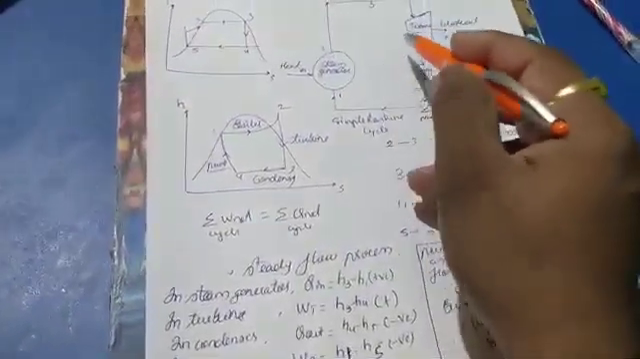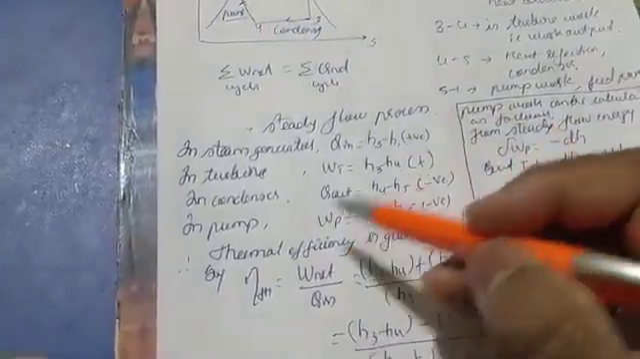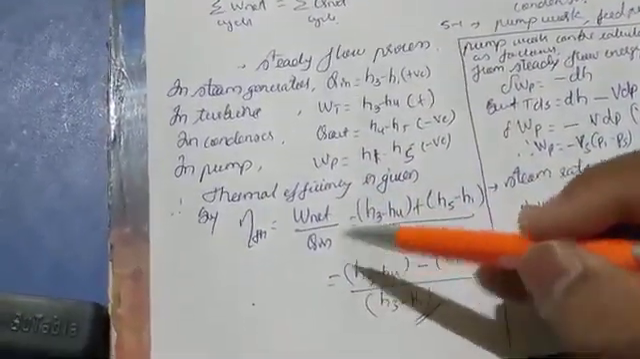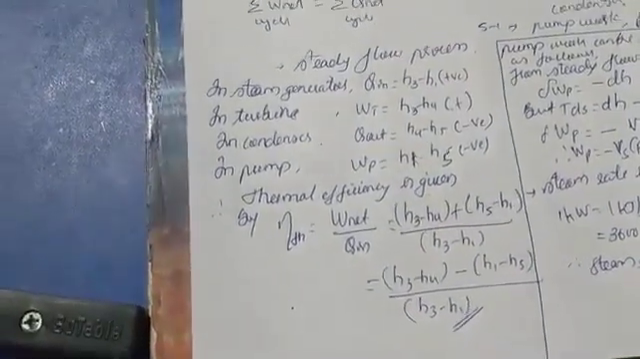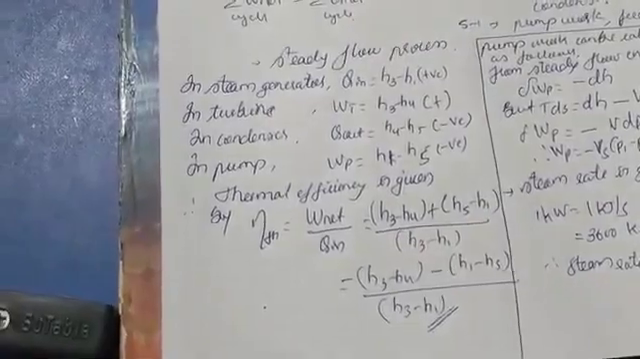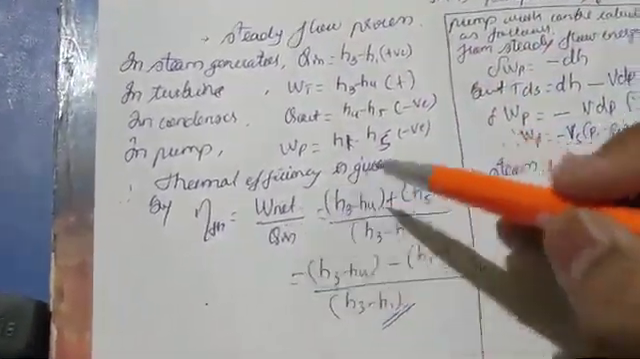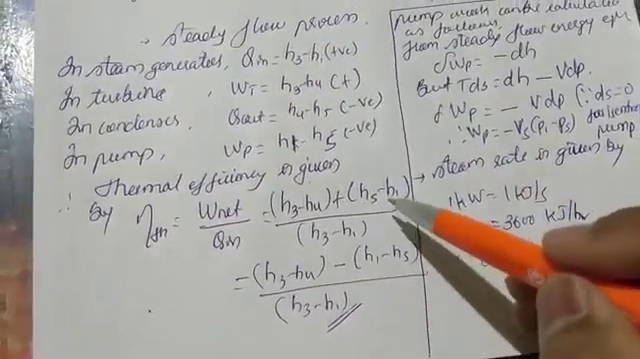This is the vapor power cycle, the simple Rankine vapor power cycle, and we need to find the thermal efficiency in this one. That is, eta is equal to net work done by heat supplied, the same as net work by heat in. The net work is H3 minus H4 plus H5 minus H1.